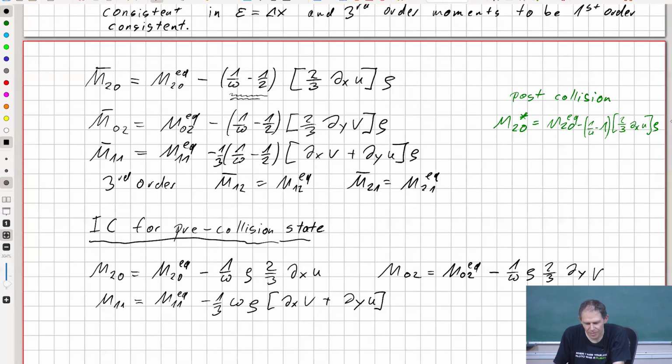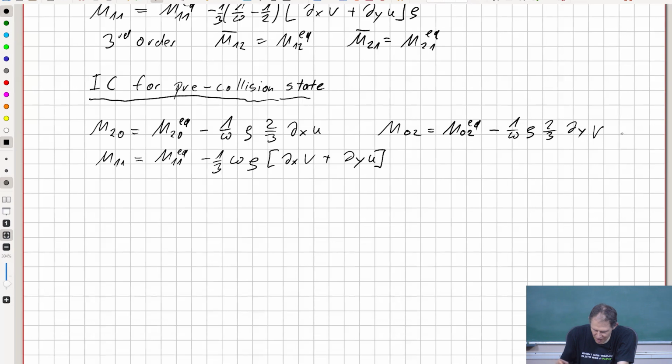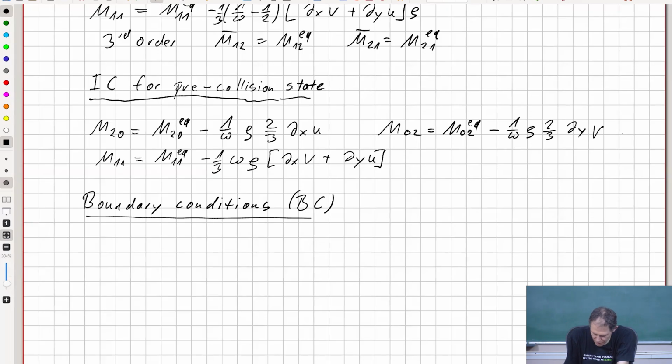Okay, so this is the initial condition. Relatively straightforward. Then comes the boundary condition. So boundary condition actually can mean everything and nothing. We call them BC, boundary conditions.